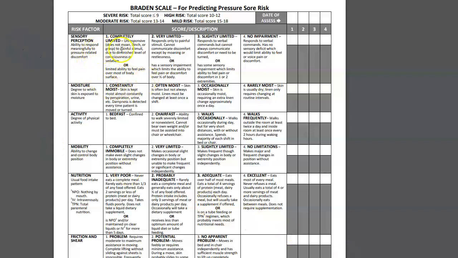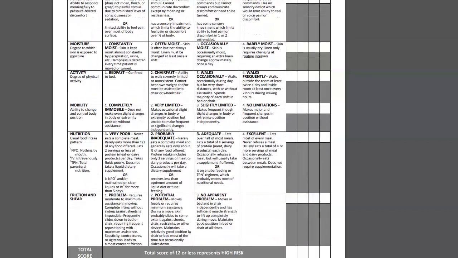1 being completely limited, and 4 means there's no impairment at all. You can see the extreme from 1 to number 4, okay? And you'll notice in friction and shear, there's just 3 scorings, 1, 2, and 3. There isn't a 4th one, okay? So let me bring that down and show you. Number 1 would be there is a problem. Number 2 is there a potential problem. And number 3 is there's no apparent problem, okay?